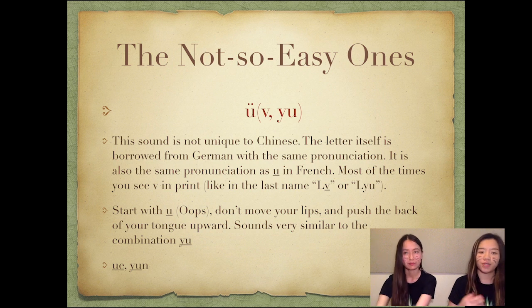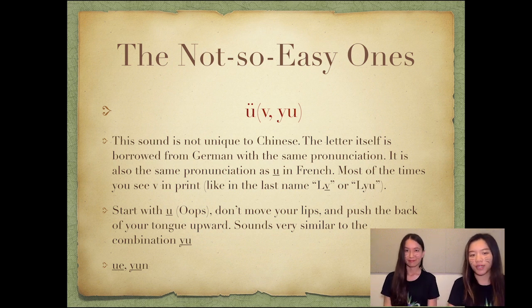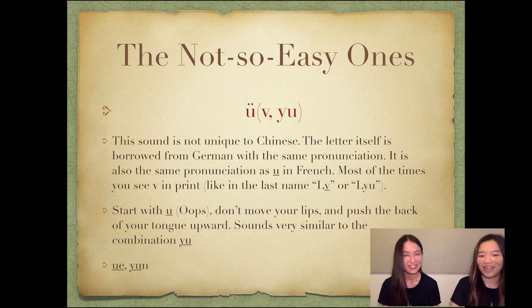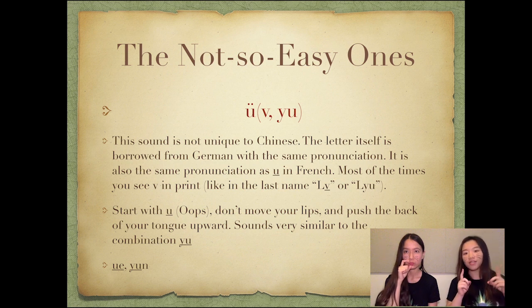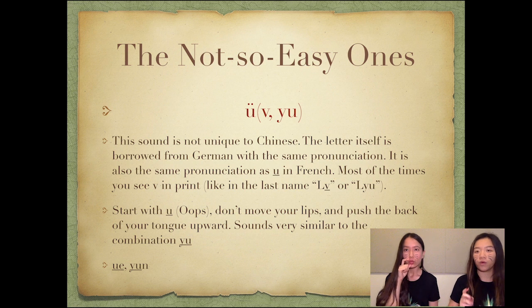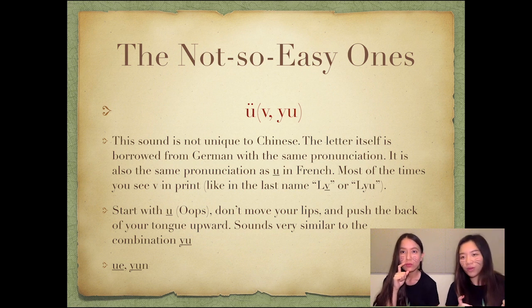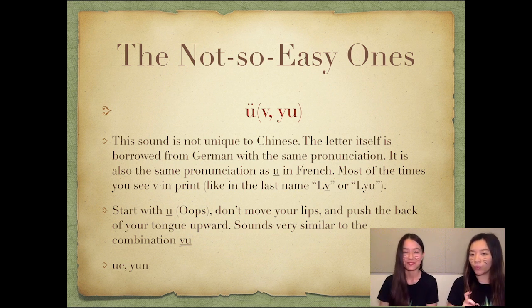So if you're trying to pronounce that sound, you start with U, like in oops. Oops. And then don't move your lips. Push the back of your tongue upward. And it should sound very similar to the combination YU. So, start with U. Very good.